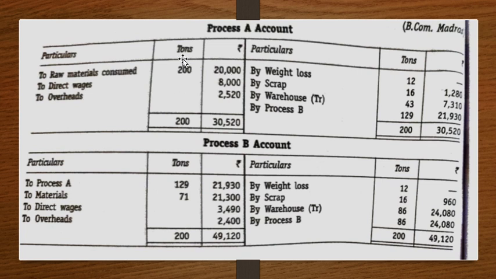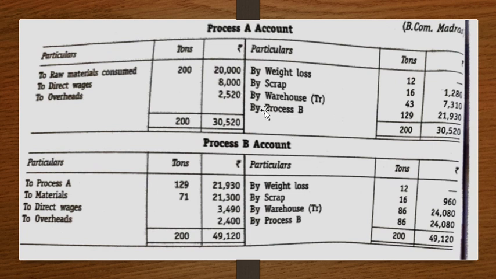So now if you look into the total calculation, in your input side you will be getting 30,520. In your output column also you will be getting 30,520. So there is no abnormal loss, abnormal gain in this process A. So now let us get into the next process.